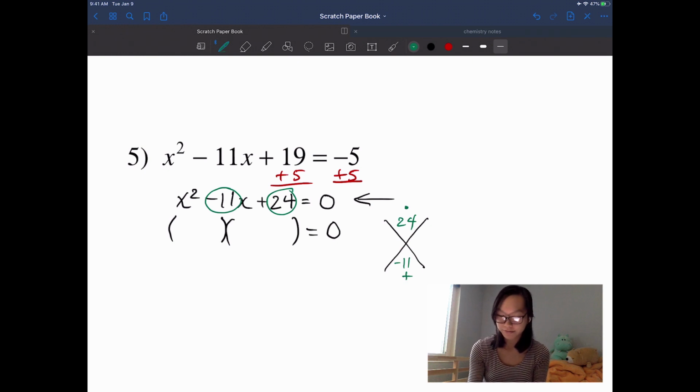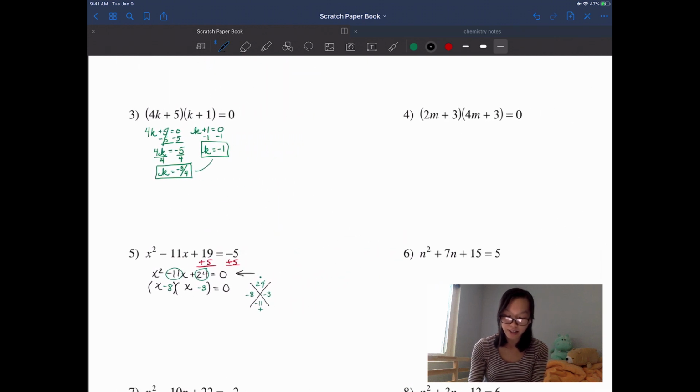It's 8 and 3. And it's negative 8 and negative 3 since that negative 11 is there. So then you can go ahead and place that negative 8 and negative 3 right there. And since your letters were x, we need to place those right there. So it's x minus 8 times x minus 3. Pardon my ugly handwriting.